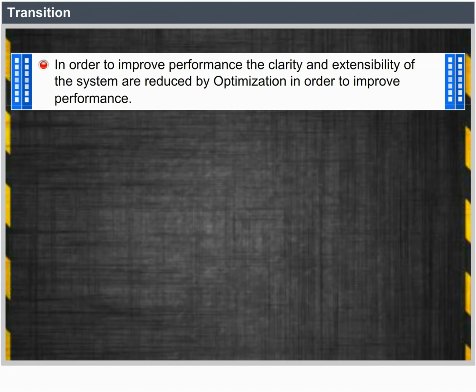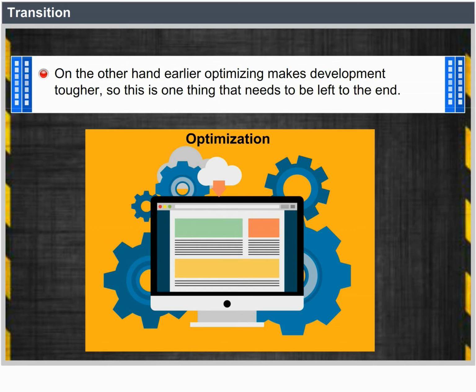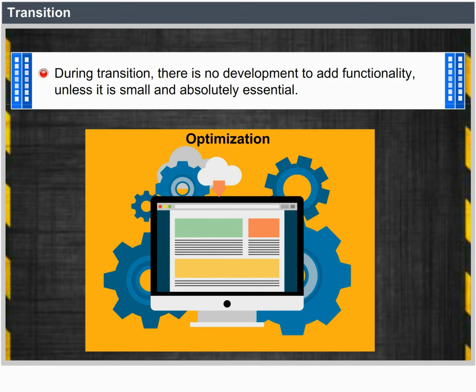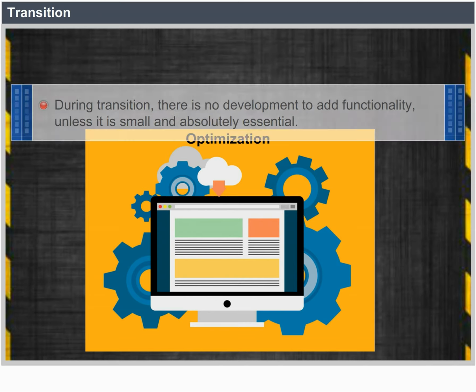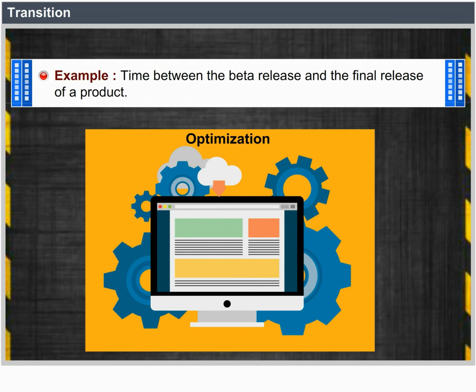Transition. In order to improve performance, optimization reduces the clarity and extensibility of the system. On the other hand, earlier optimizing makes development tougher, so this is one thing that needs to be left to the end. During transition, there is no development to add functionality unless it is small and absolutely essential. There is development to fix bugs. Example: the time between the beta release and the final release of a product.